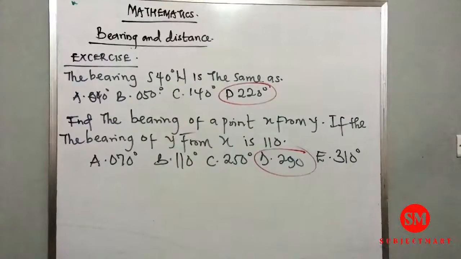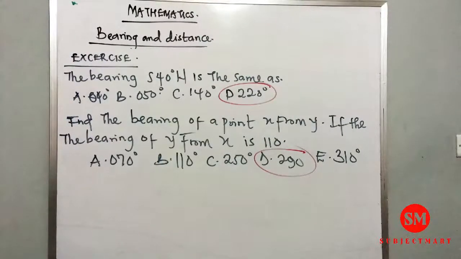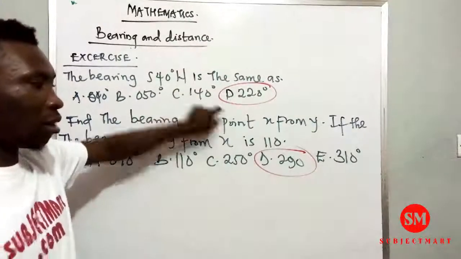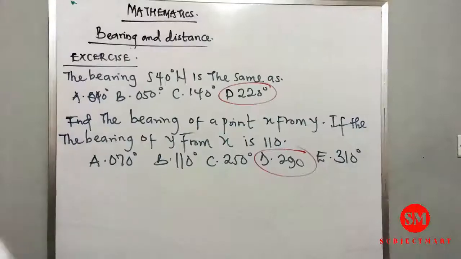Okay, so there are two exercises here we would like you to do. So practice this exercise, they have their answers. Once you get your answers, then we are ready to go further. If you don't get your answers, please try to practice and get your answers. The answers are the ones circled in red.